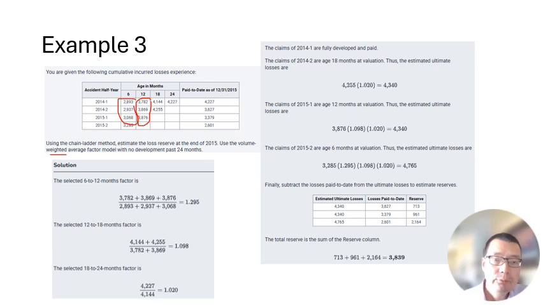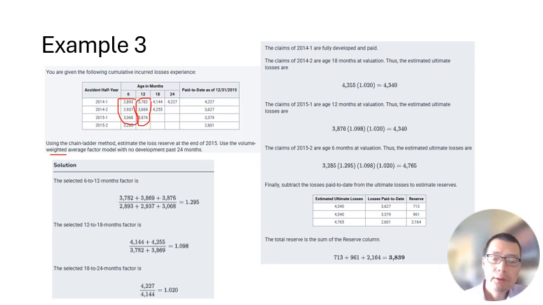The claims of 2015-1 are age 12 months at valuation. Thus, the estimated ultimate loss is 3876 times 1.098 times 1.02, which gets to 4,340. The claims for the second half year of 2015 are age 6 months at valuation. The estimated loss can be calculated to be 4765.